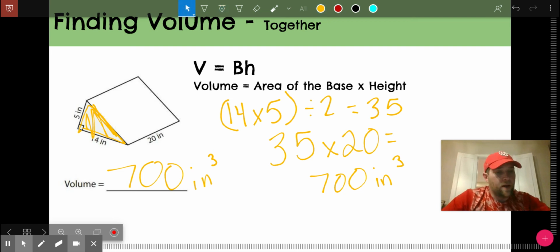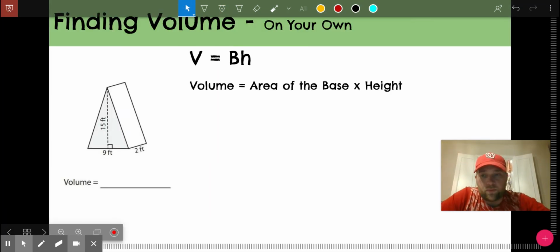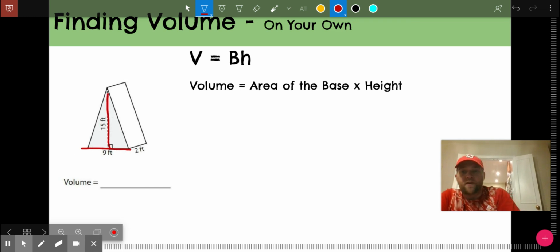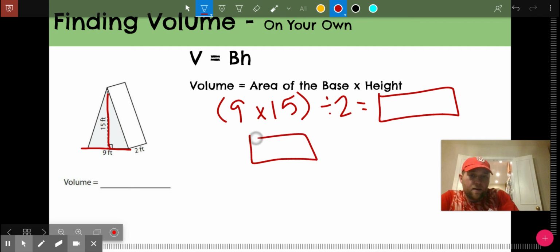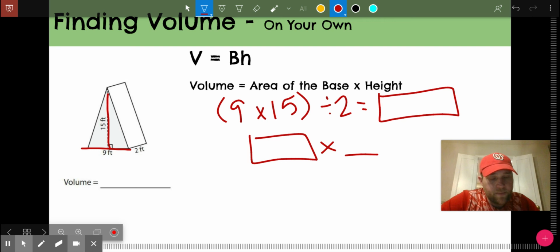So you have the opportunity to practice on your own. Remember, you're finding the area of your triangular base first. So you're going to be multiplying this number, 9, times this number, 15. I'll set it up for you. I'm feeling generous tonight. So 9 times 15, and then you're going to divide that answer by 2. That's going to give you the area of your triangle. And then you just multiply that by your height, whatever that last number is, okay? All right, pause here, do the work. When you're ready, check your answer. Good luck.